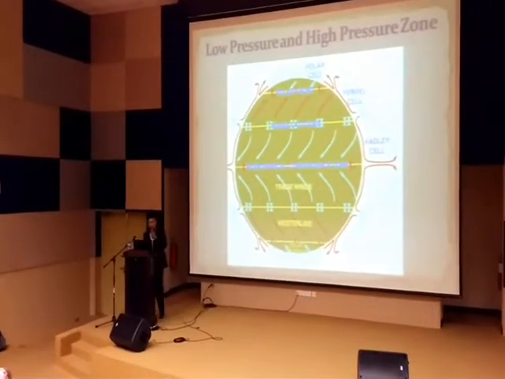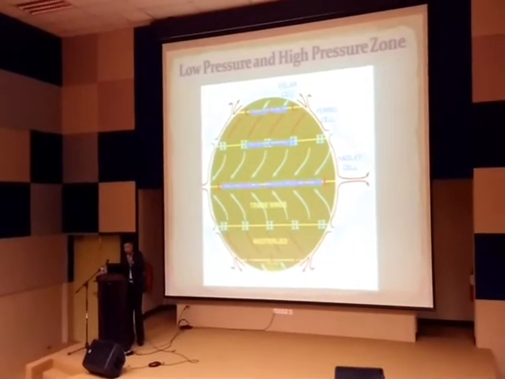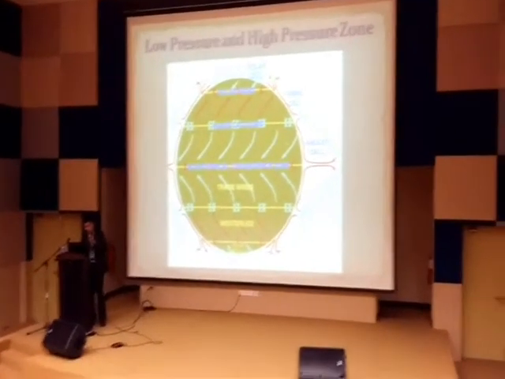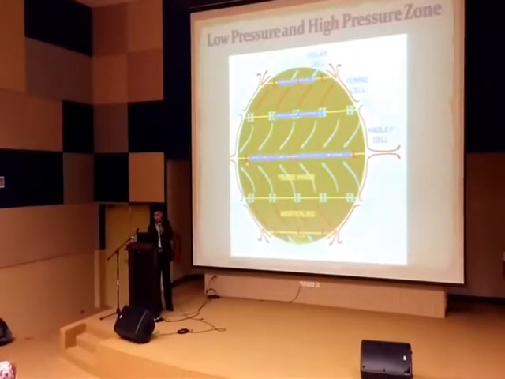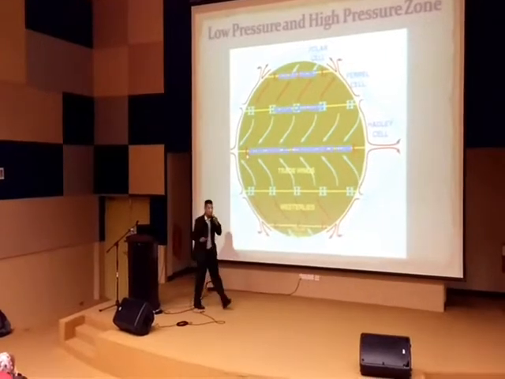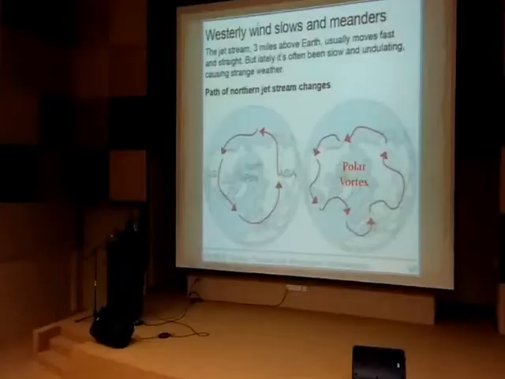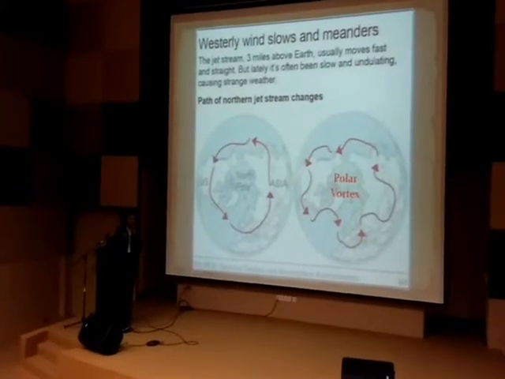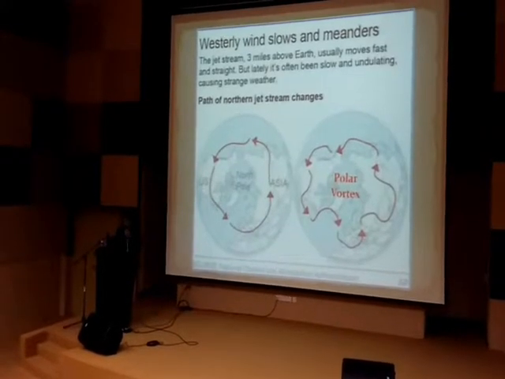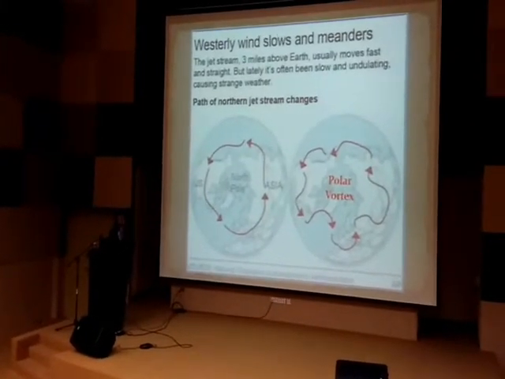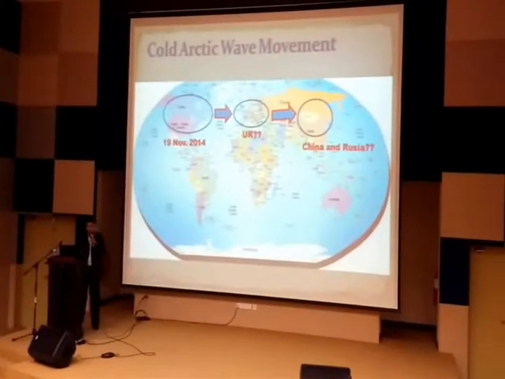So you can see here the low pressure and high pressure zones between the polar cell, Ferrel cell, and Hadley cell. Here, the intertropical convergence zone is very wet. China is also facing the same penetration of the polar vortex, and the UK is also facing the same situation.